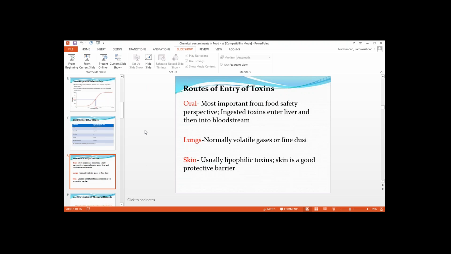So what happens after entry into the body? These toxins are transported to the tissues, and normally this is achieved through the bloodstream. Once the target tissue has been reached, the toxin must have the ability to cross the cell membrane in order to damage the cell. These molecules are very, very small in size, and they very easily pass through the membranes and damage the cell components.